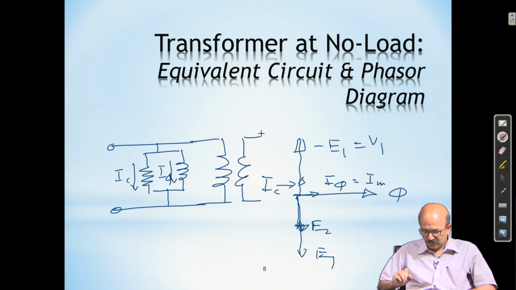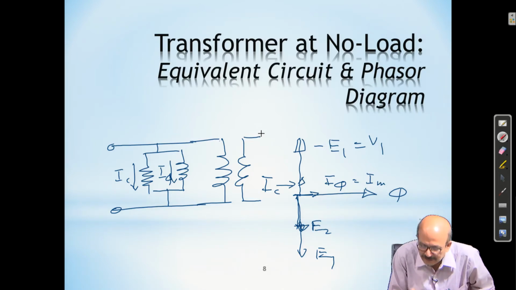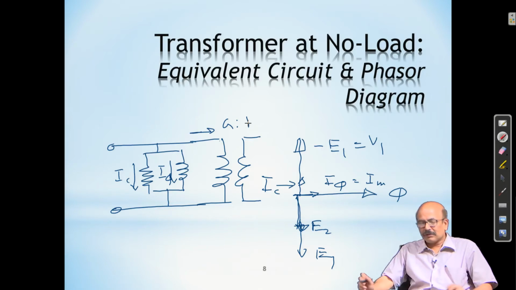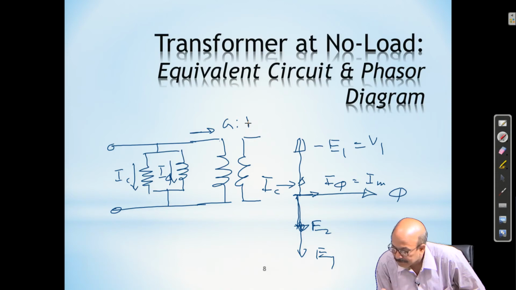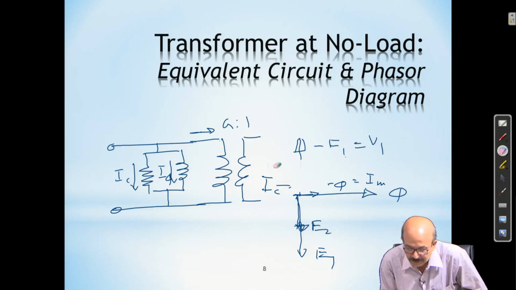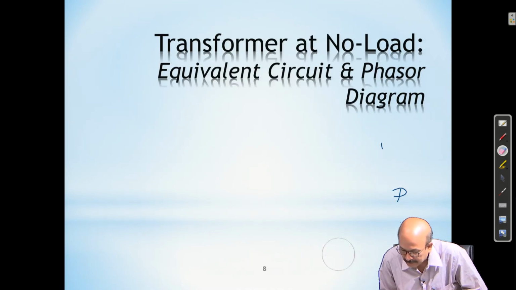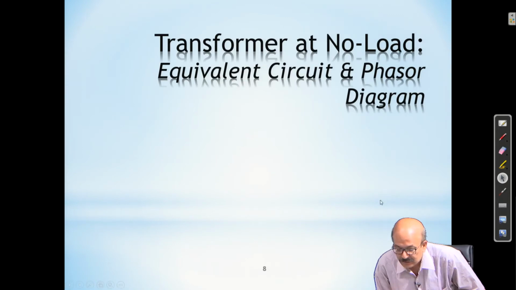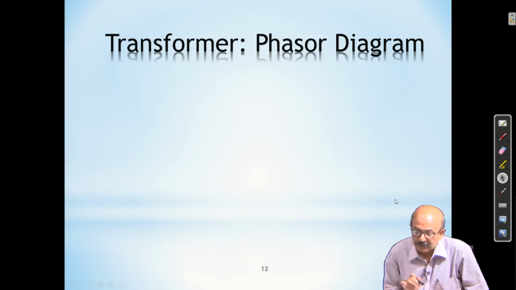Perfect. So, the transformer at no load: you can see the secondary has no load, and this is an ideal transformer, there is no current flowing over here, no drop, this is just a is to 1. So, no load we can take care of. Now, if we go ahead fresh, let me rub it all out. The ideal transformer loaded phasor diagram is already done.